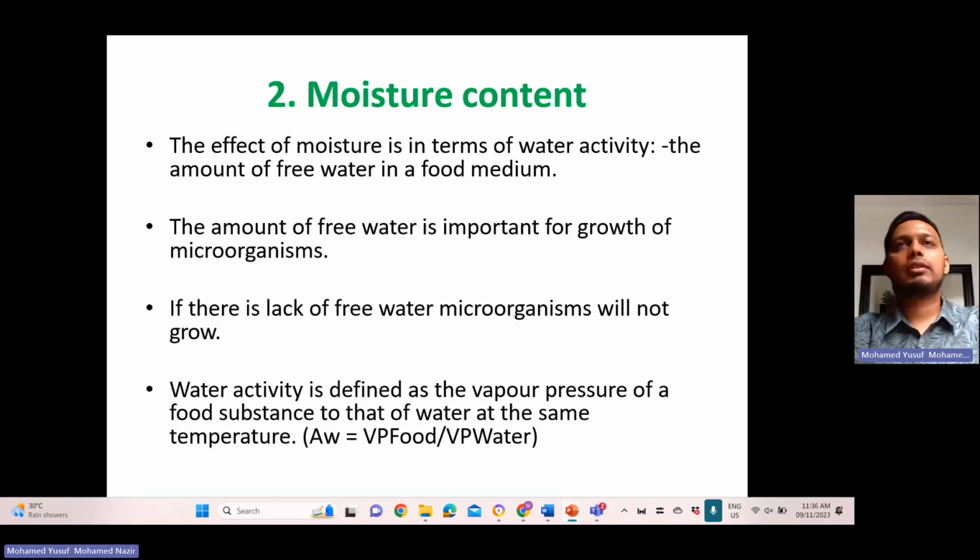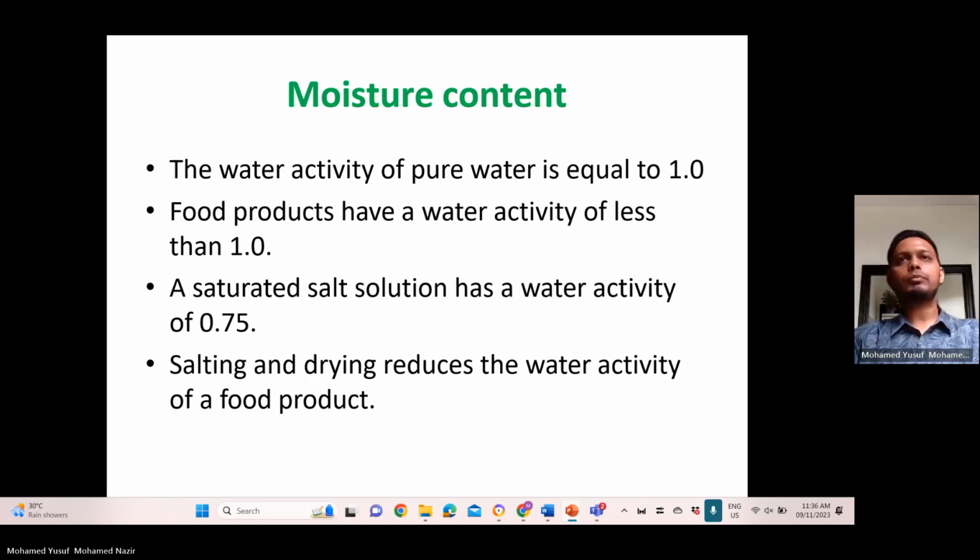And then moisture content is the second intrinsic factor that can affect the microbial growth. Water activity is the amount of free water in the food medium, and the amount of free water is very important for the growth of microorganisms. The water activity of pure water is equal to 1, and most food products will always have a water activity of less than 1.